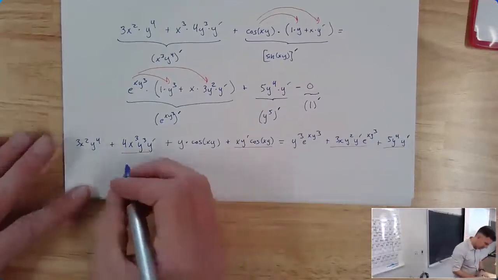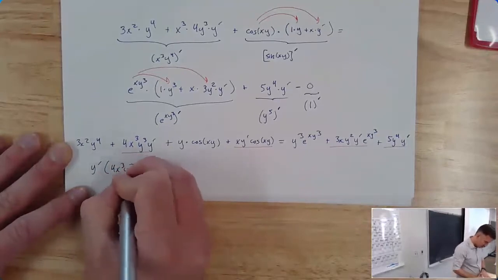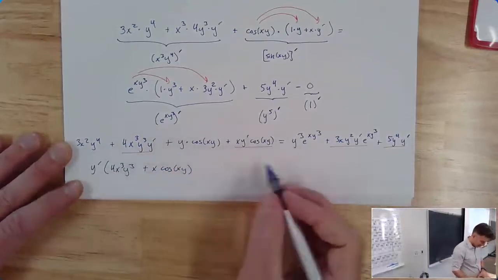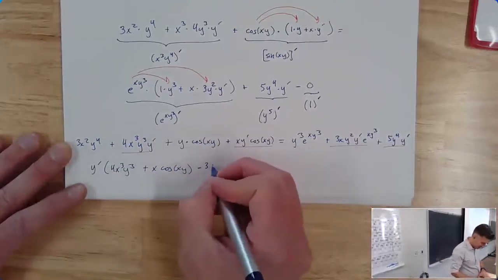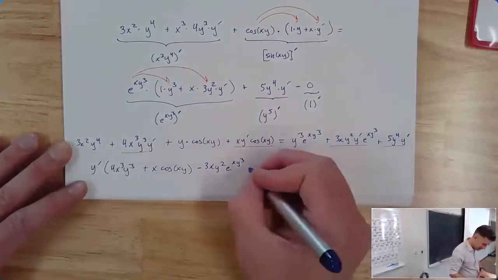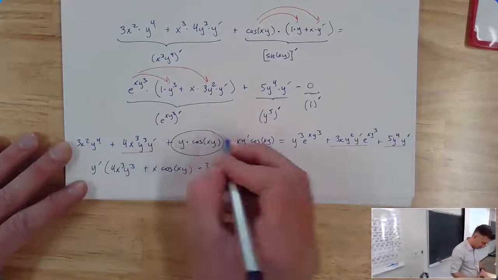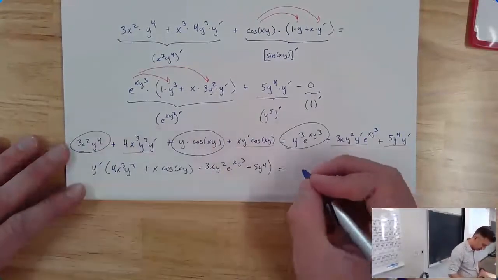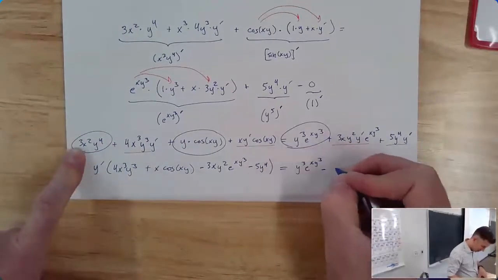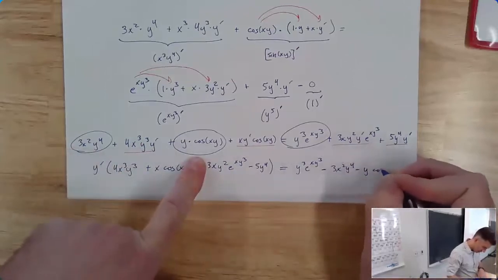Not too terrible. So factoring out the y prime, I'm going to have a 4x cubed y cubed. I'm going to have an x times cosine of xy. I'm going to have a minus 3xy squared e to the xy cubed. Man, I made this one a little too awful. And a minus 5y to the 4th, and it's equal to all the other stuff on the other side. So it's going to be a y cubed e to the xy cubed minus a 3x squared y to the 4th minus a y cosine of xy.